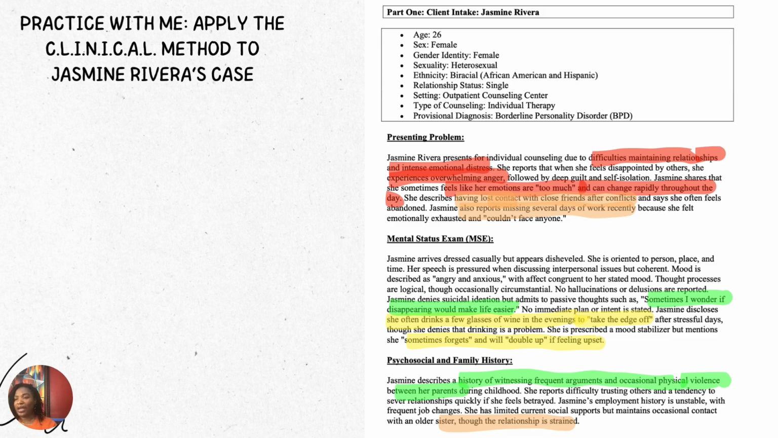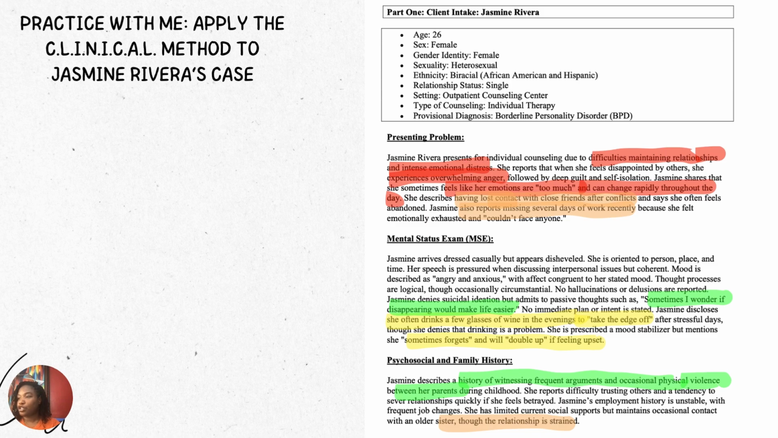So now let's get to the impact aspect. The impact is what I highlighted in yellow. This shows how the problem is affecting multiple areas of her life. Okay. So, for example, she says she drinks a few glasses of wine in the evening to take the edge off. She sometimes forgets to take her mood stabilizers, but will double up if feeling upset. She also mentioned her employment history is unstable with frequent job changes. What we're seeing here is emotional dysregulation leading to substance use and poor medication adherence.